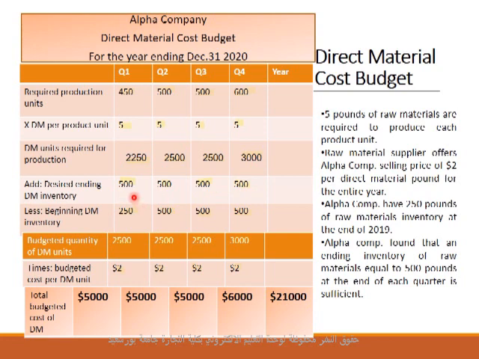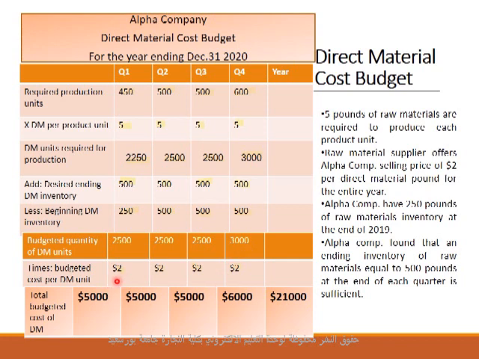And remember that the ending inventory of a given quarter is the beginning inventory of the subsequent quarter. The beginning inventory of the second quarter, third quarter, and last quarter is 500 pounds. So the budgeted quantity of direct material units is 2,500 pounds in the first quarter, 2,500 pounds in the second quarter, 2,500 pounds in the third quarter, and 3,000 pounds in the last quarter.